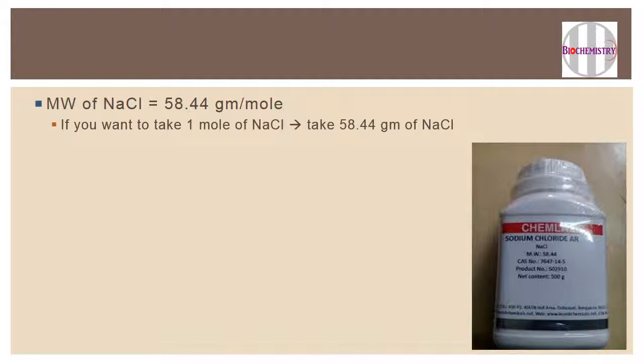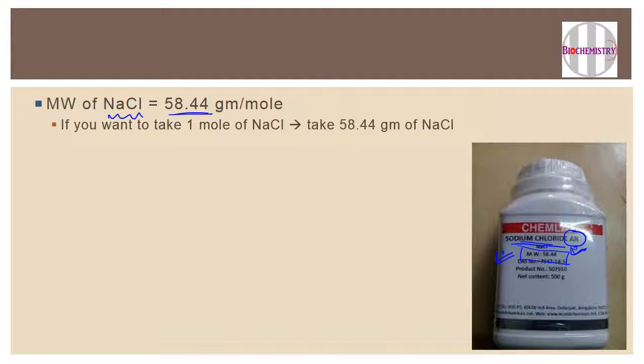Okay, so the molecular weight of NaCl is 58.44 grams per mole. This molecular weight you can see on the standard packing. This is sodium chloride packing. AR stands for analytic grade reagent, which is highly purified.